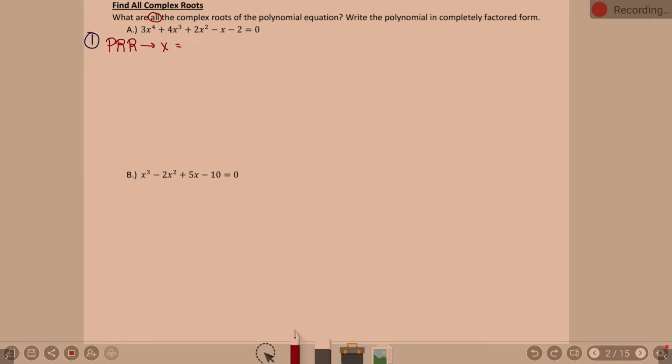So in order to find my PRRs, third time in a row, guys. You got this now, right? Factors of what over what? Okay, factors of my constant, which is -2, over factors of the lead, which is 3.